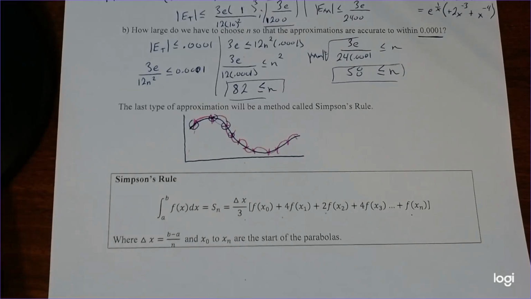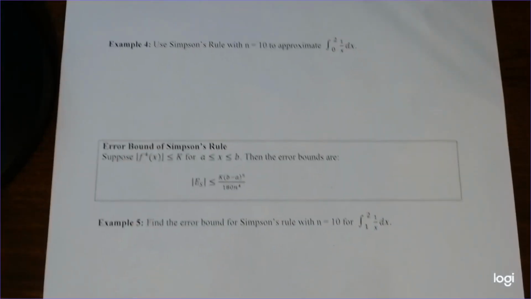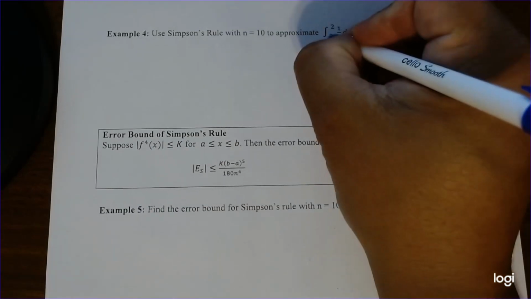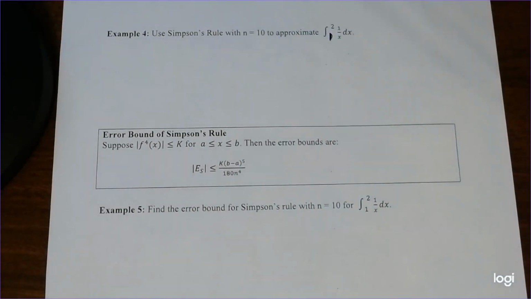All right, so let's actually try an example to see how in the world you use Simpson's rule itself. Okay. So example 4. Use Simpson's rule with n equaling 10 to approximate the integral from 1 to 2 of 1 over x dx.